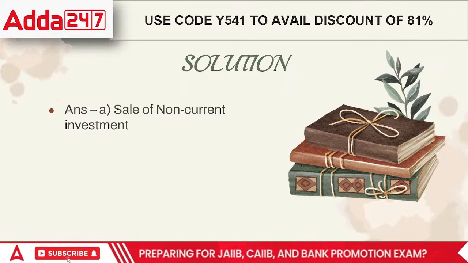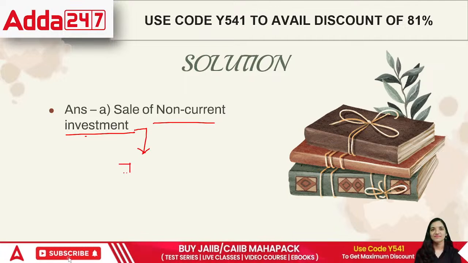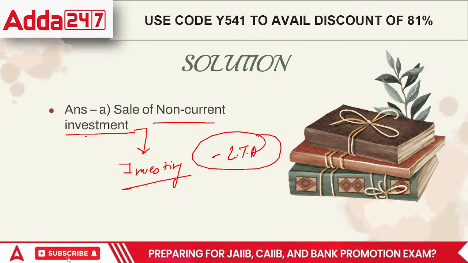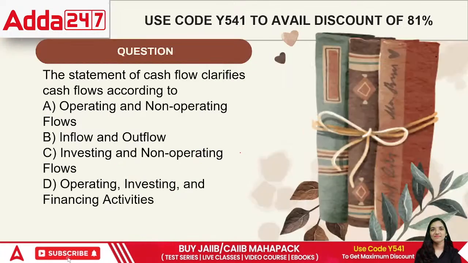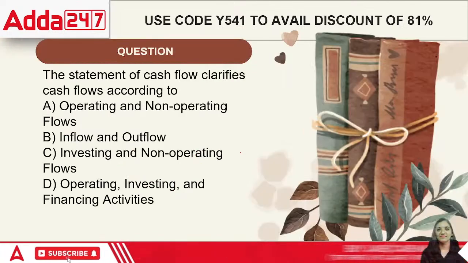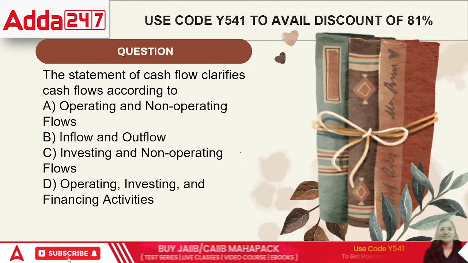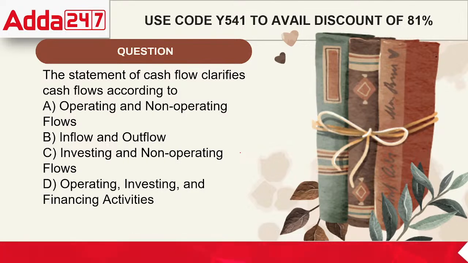When we talk about the sale of non-current investments, this area is investing activity. Whenever we sell a long-term asset, it is always covered under non-current investments. Non-current investments are basically part of investing activities. The first is operating, second is investing, last is financing. So the odd one out was the portion regarding investing.